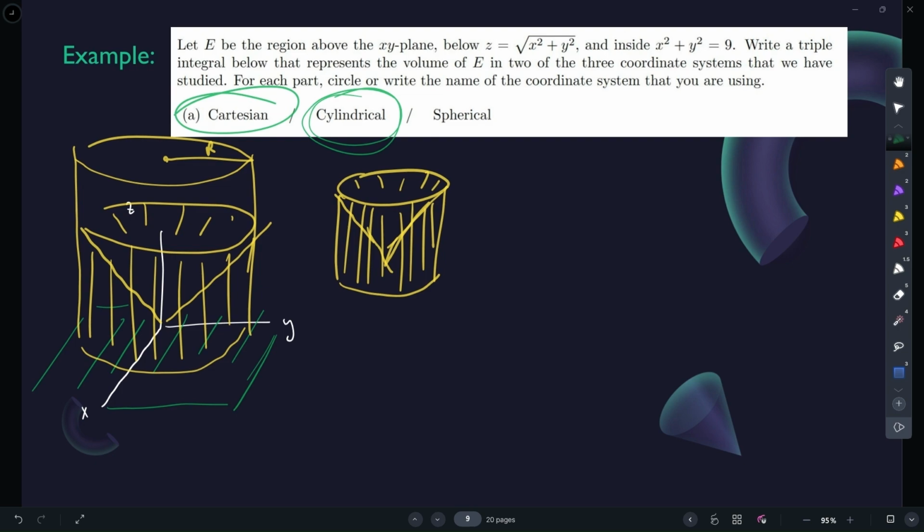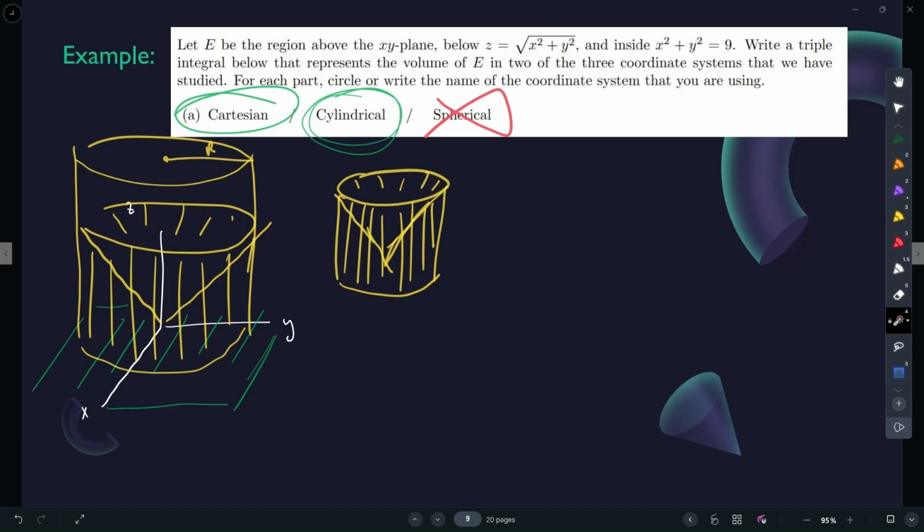Spherical coordinates, I do not think is a good idea because there is no spherical symmetry. It's symmetric about the z-axis, but to be symmetric with respect to the origin, the radii would have to be the same. So if instead of a cylinder I had a sphere and cut out a cone, that would have some spherical symmetries. But as it is, because it is a cylinder instead of a sphere, I have cylindrical symmetries but not spherical symmetries.